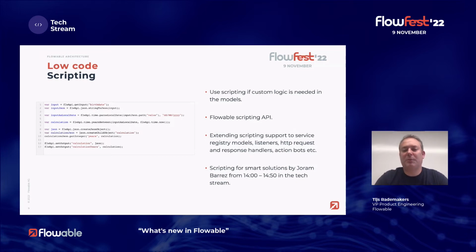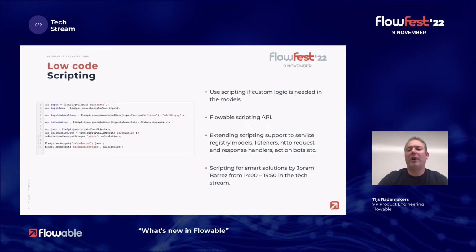We always have been supporting scripting already as a script task where you can do a lot of stuff, but we are taking it now a step further. And that's with our Flowable scripting API, where you see some small examples here on this slide. It has, for example, APIs to easily interact with JSON objects, with dates, calculating stuff between dates, for example. So it's quite an extensive scripting API that can be used.